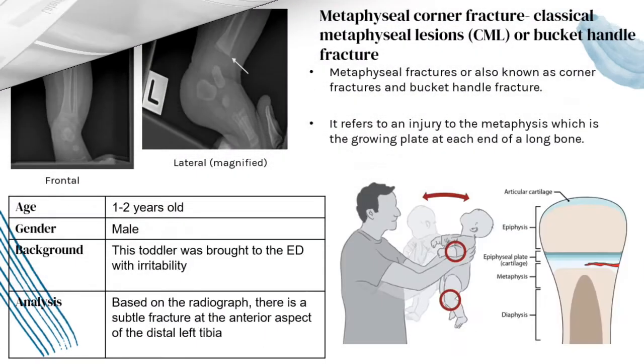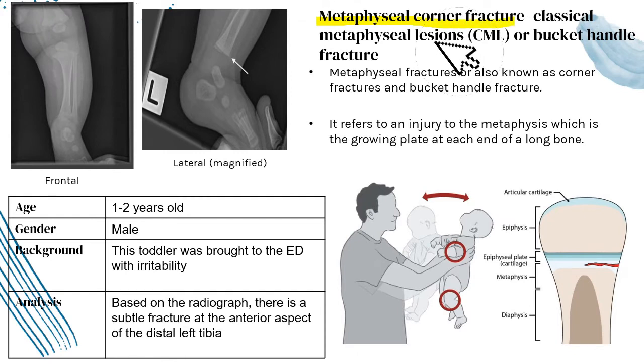The second case is the metaphyseal corner fracture, or we can call it a bucket handle fracture. We can see this radiograph, we have a frontal and lateral magnified view. This is from a 1 to 2-year-old male toddler that was brought into the ED. Based on the radiograph, we can see there's a subtle fracture of the anterior aspect of the distal left tibia here.